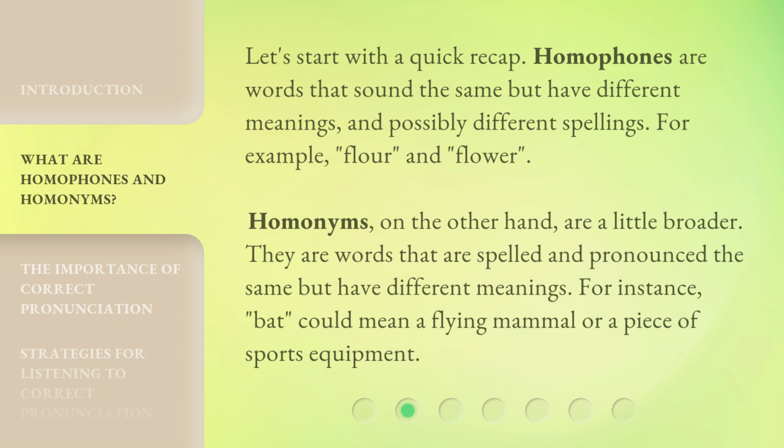Let's start with a quick recap. Homophones are words that sound the same but have different meanings, and possibly different spellings. For example, flower and flour. Homonyms, on the other hand, are a little broader. They are words that are spelled and pronounced the same but have different meanings. For instance, bat could mean a flying mammal or a piece of sports equipment.